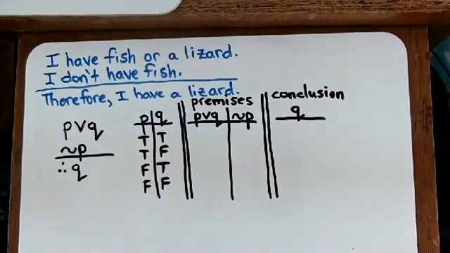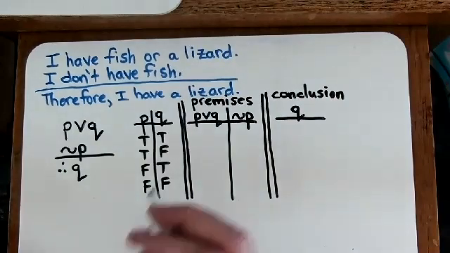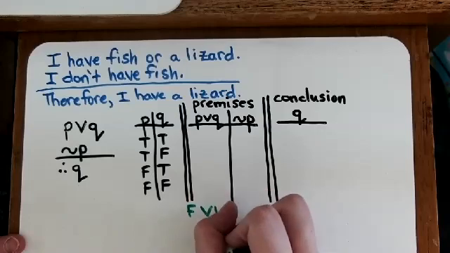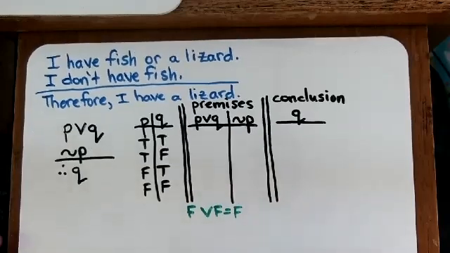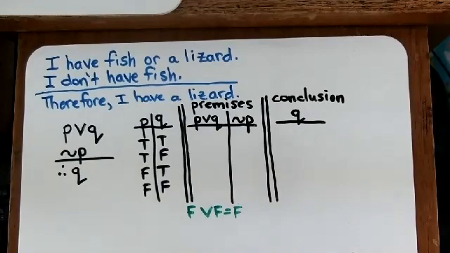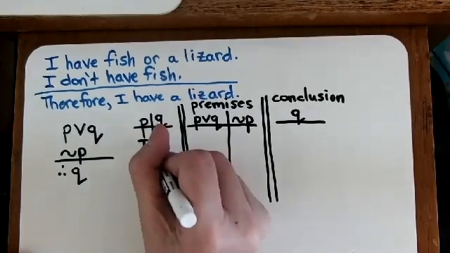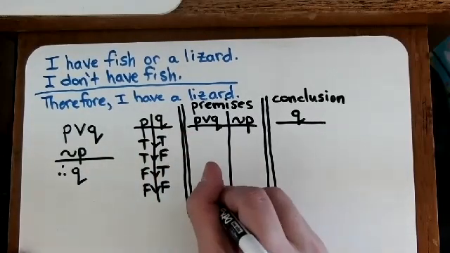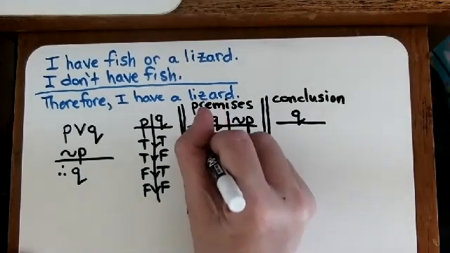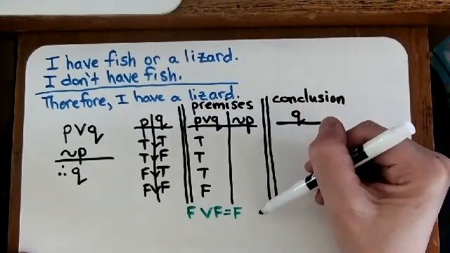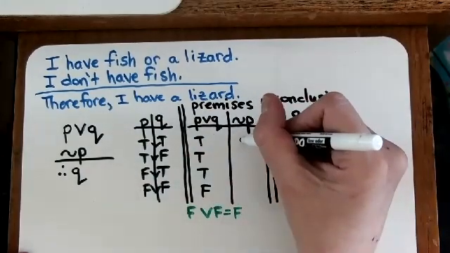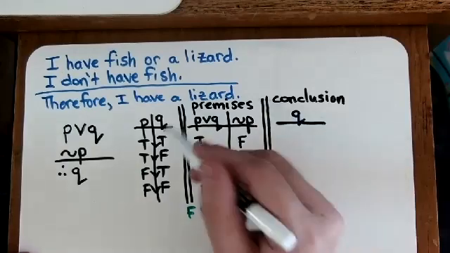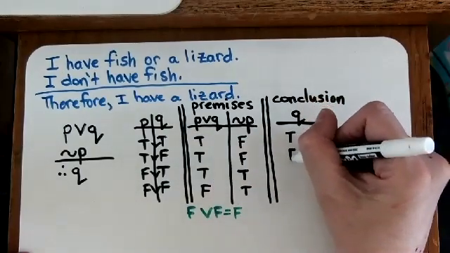P or Q. Remember the key point for an or is that the or is false only if all components are false. So we look at the P or Q and we look for double false, which happens here in the fourth row, otherwise true. We can transcribe not P over by reversing the truth values of P. So F, F, T, T. And we'll bring Q over to the conclusion location, T, F, T, F.